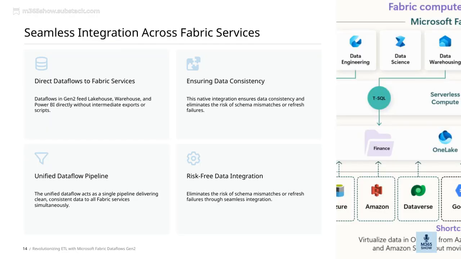Now, let's look at how Microsoft Fabric Dataflows Gen 2 is revolutionizing ETL processes through seamless integration across Fabric services. One of the key advantages is that it eliminates the risk of schema mismatches or refresh failures. This is achieved by providing a smooth, integrated data pipeline that works flawlessly across all Fabric services. In essence, the unified data flow acts like a single, consistent pipeline, ensuring that clean and reliable data is delivered simultaneously to all services, whether it's Lakehouse, Warehouse, or Power BI.